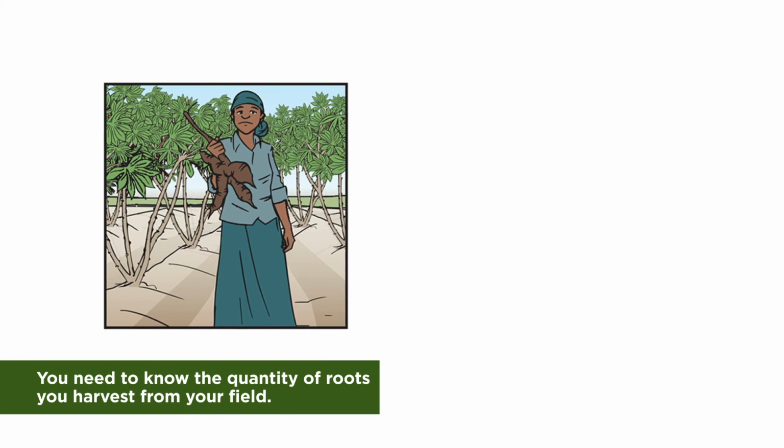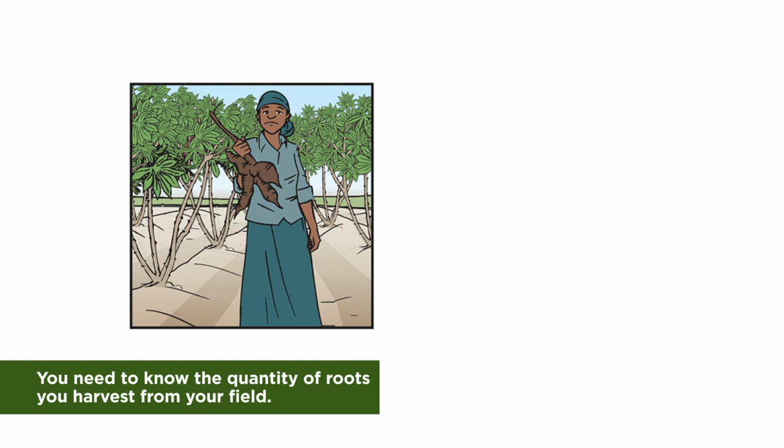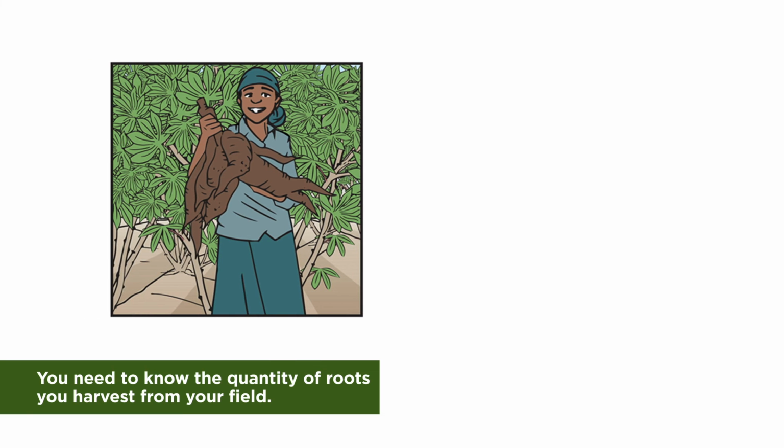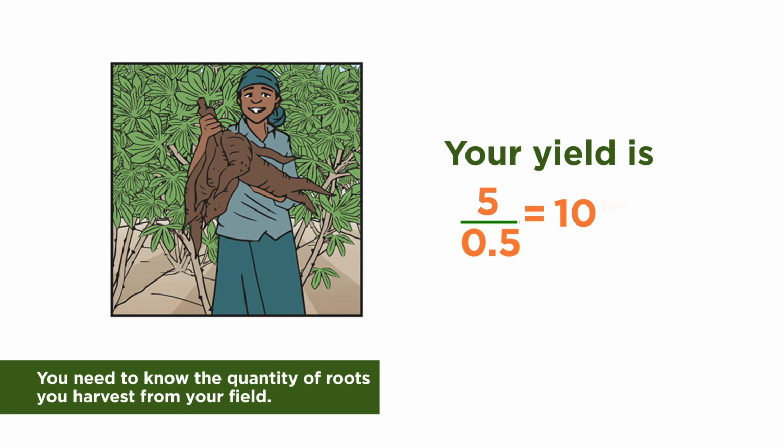For example, if you own a field of 1.5 acres and harvest 9 tons of cassava roots, then your yield is 9 divided by 1.5, which equals 6 tons per acre. That is an average yield. If you have a field of half an acre and harvest 5 tons of cassava roots, then your yield is 5 divided by 0.5, which is 10 tons per acre. That is a high yield.